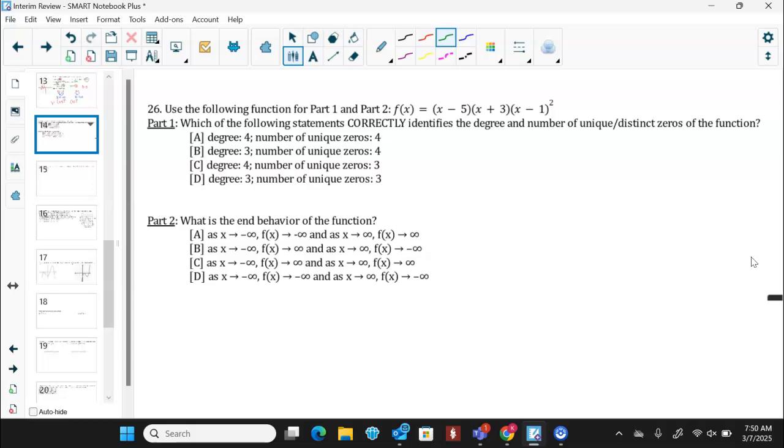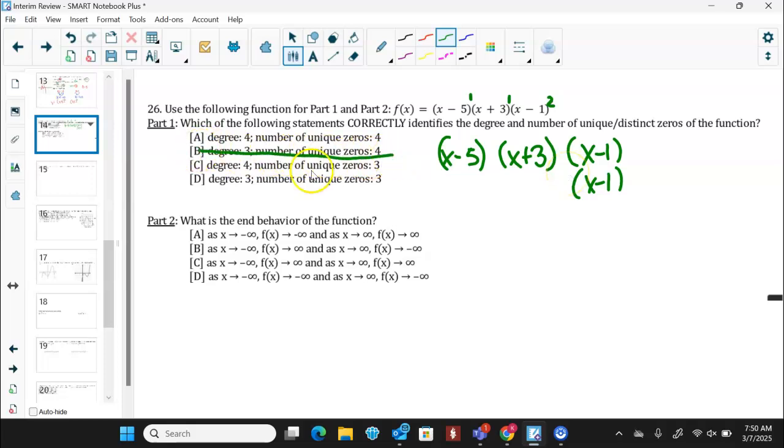But let's check the degree. We're going to look at the function right here. There is 1 there, there is 1 there, and there is 2 there. When it's not written, the multiplicity is assumed to be 1. So there is 1 answer of x minus 5, 1 answer of x plus 3, and 2 answers of x minus 1. That makes it 4. So the degree is going to be 4, so it's not going to be B, and it's not going to be D.